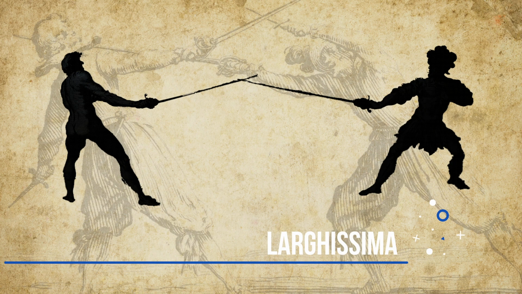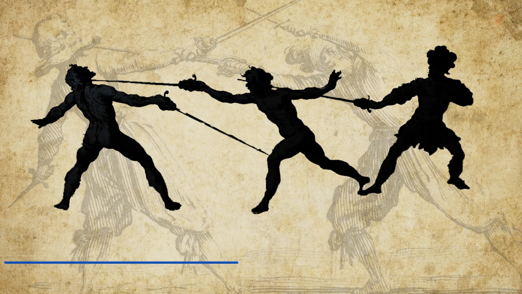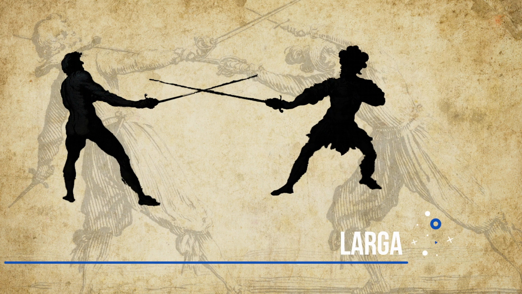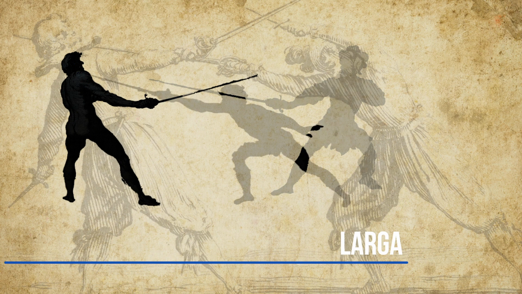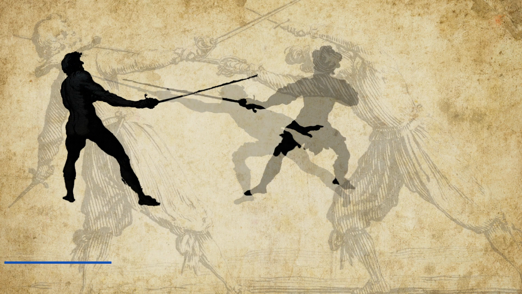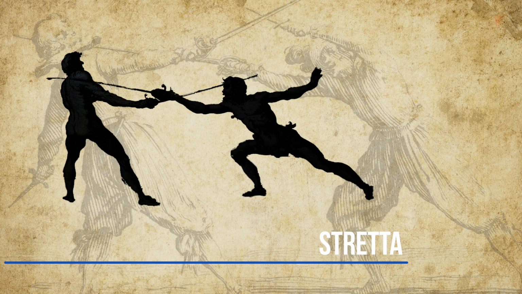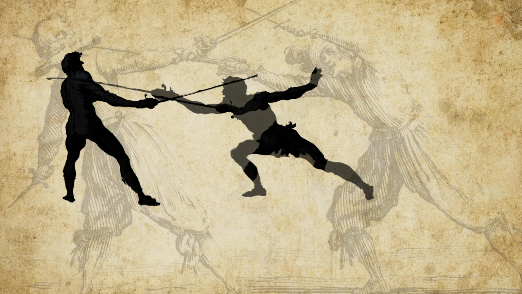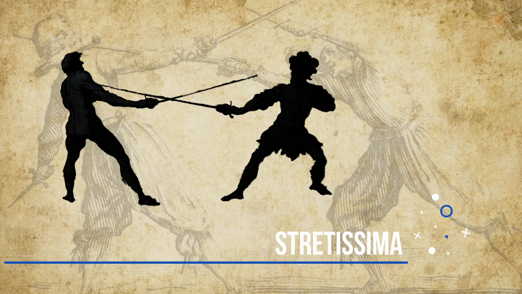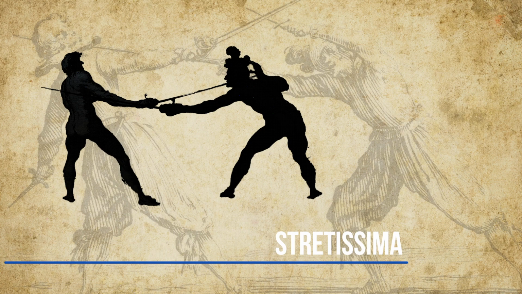Larghissima, or widest measure. This is the distance one can cover and strike using a passing lunge. Larga, or wide measure. This is the distance one can cover and strike using a step lunge. Stretta, or narrow measure. This is the distance one can cover and strike using a leaning lunge. Strettissima, or narrowest measure. This is the distance one can cover and strike with the mere extension of the arm and body.